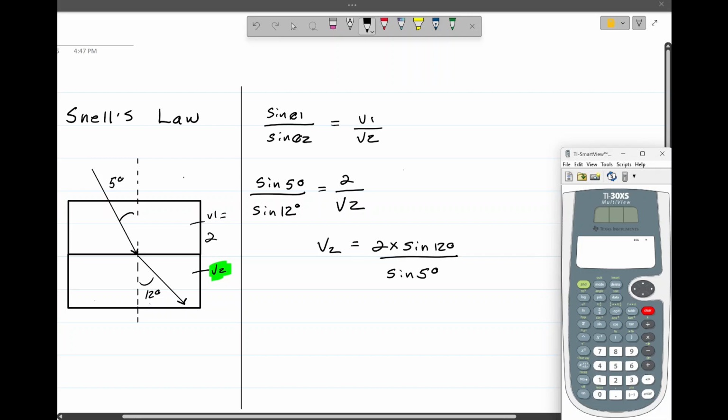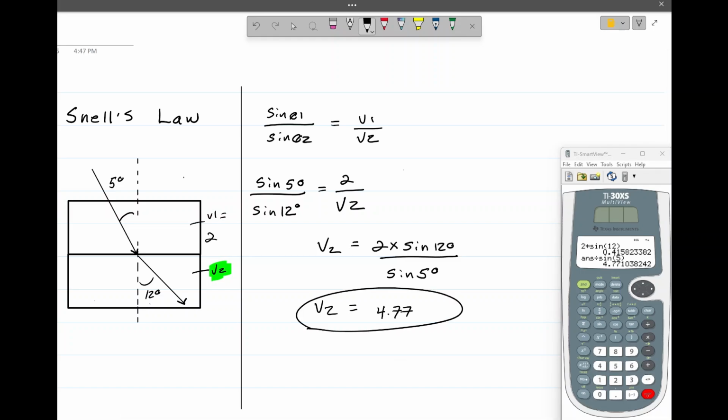Put this in my calculator, 2 times the sine of 12, and I divide that by sine of 5. Hit enter, and what you end up with is V2 equals 4.77. All right, so I hope you guys see that the steps are basically the same regardless of what you're solving for. I hope you also see this isn't very difficult.